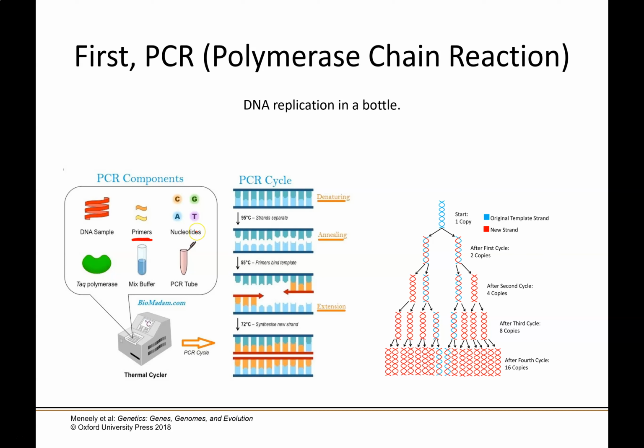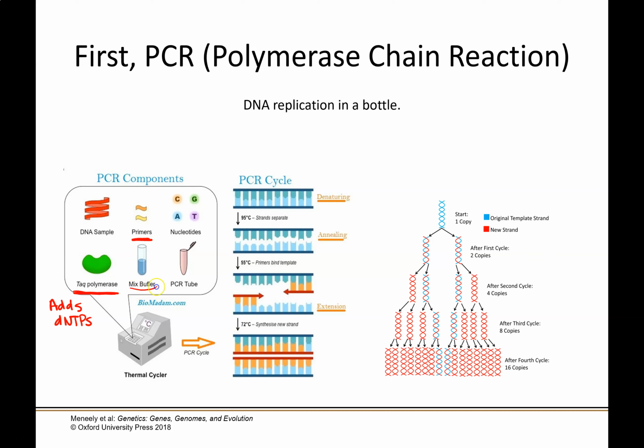And then we need our nucleotides because we're going to be replicating DNA. We need all the pieces. We need something called Taq polymerase. Now this is an enzyme that is actually going to perform the addition of nucleotides. So it's an enzyme that adds your nucleotides to the growing strand.